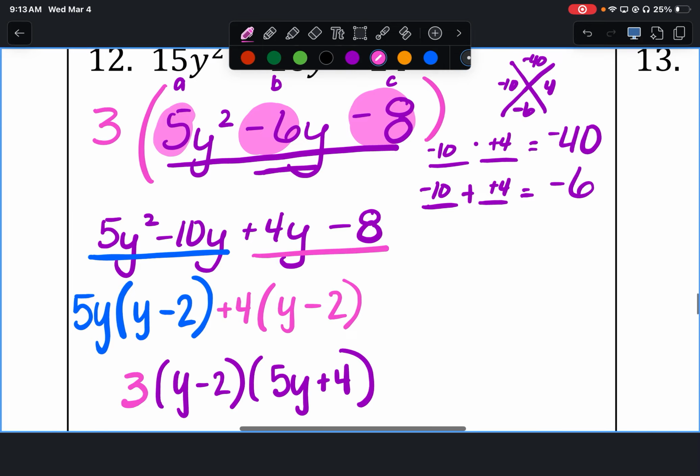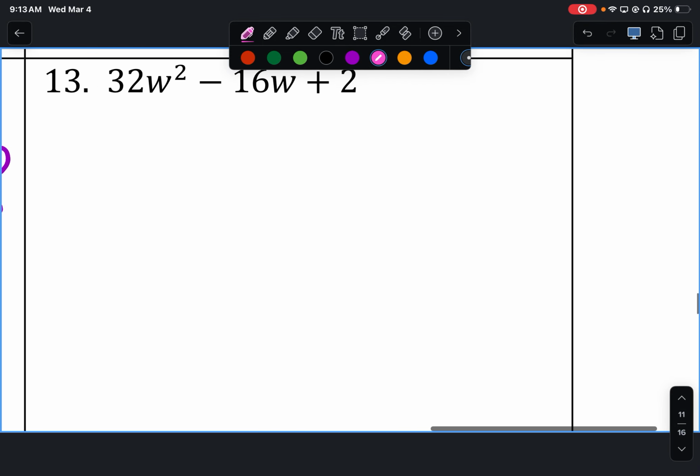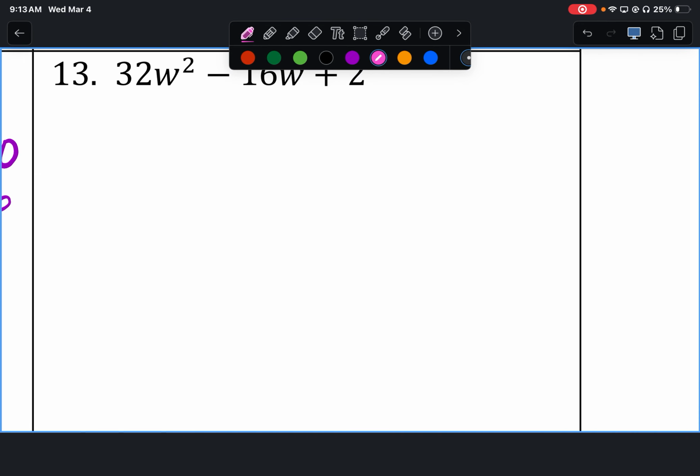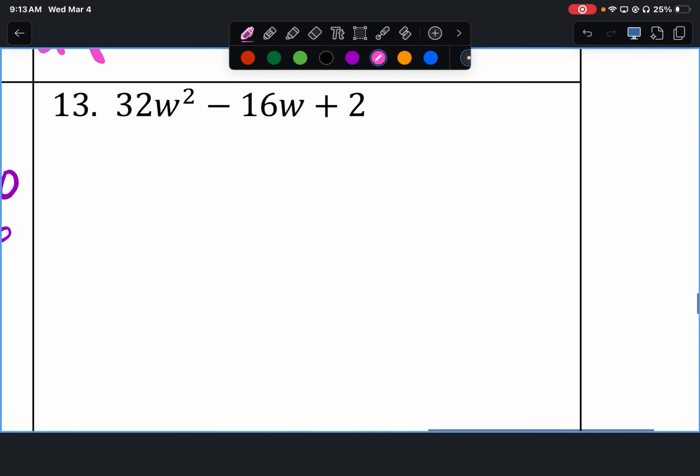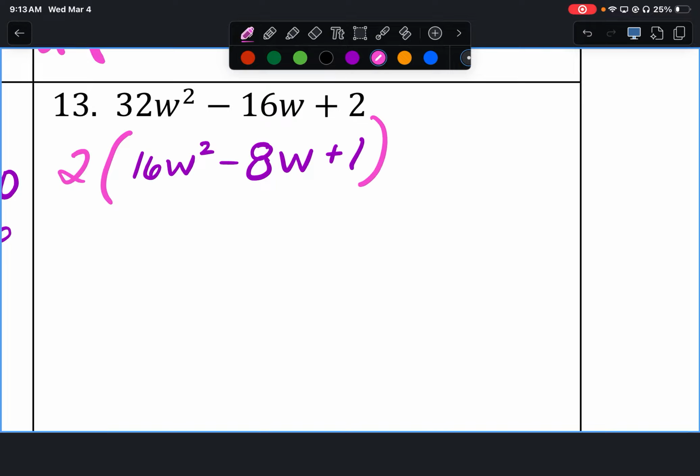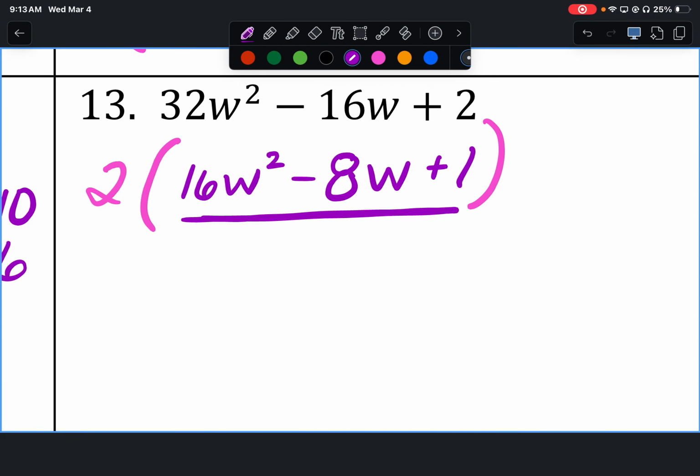Then we're going to look at question 13. Does question 13 have a GCF? 2. Yeah, it is 2. So if we take out a GCF of 2, what does that leave us with? 16w squared minus 8w plus 1. So what we are going to factor is the inside part of this. We will leave the 2 alone. So what is our A term inside there? What is our B term? And then what is our C term?